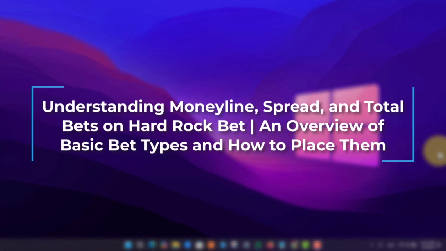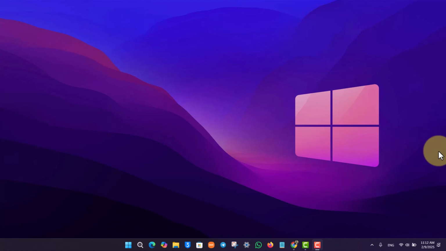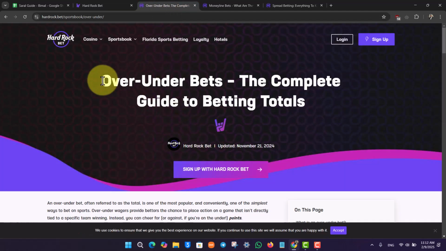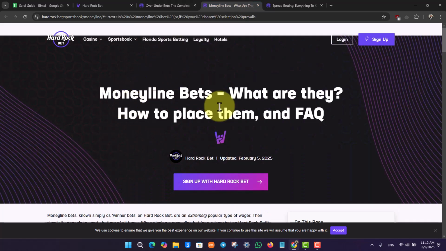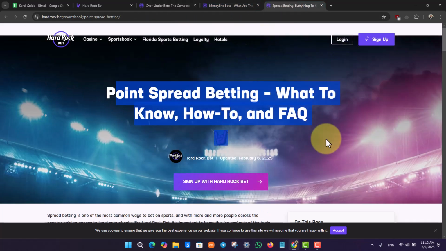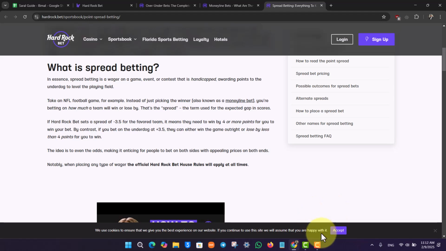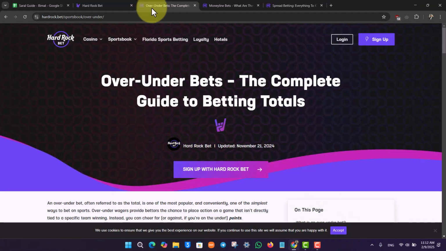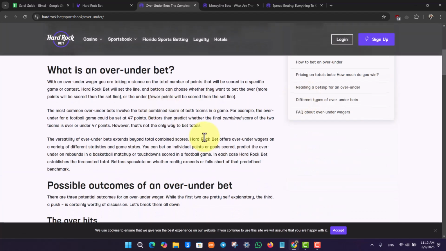Understanding moneyline, spread, and total bets on Hard Rock Bet, and an overview on how you can place those bets. So on Hard Rock Bet, there are different types of bet. The first is over-under bets, also known as total bets. The other is moneyline bets, and there's also spread betting. Now there are actually many more options even better than this, but of course in this video we will explore the three. So first of all, let's look at what over-under or betting on totals is all about.